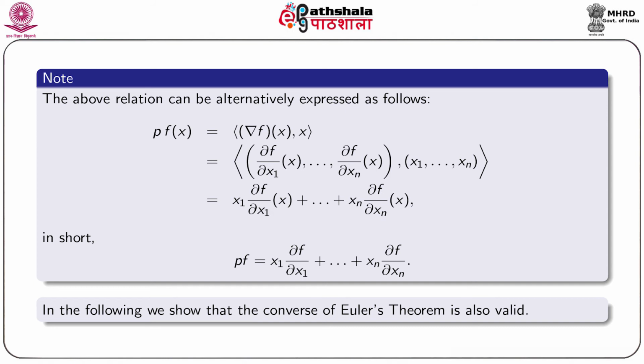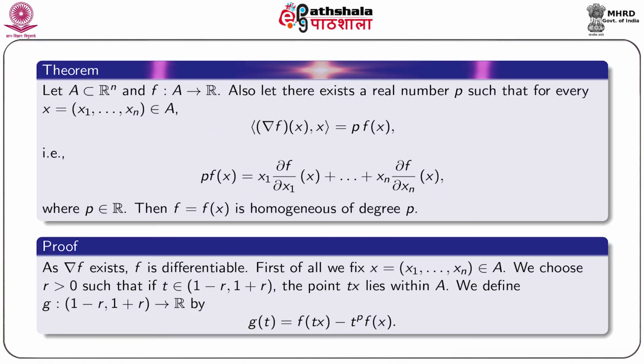In the following, we shall show that the converse of Euler's theorem is also valid. Theorem. Let A be a subset of Rn and f is a scalar field defined on the set A.